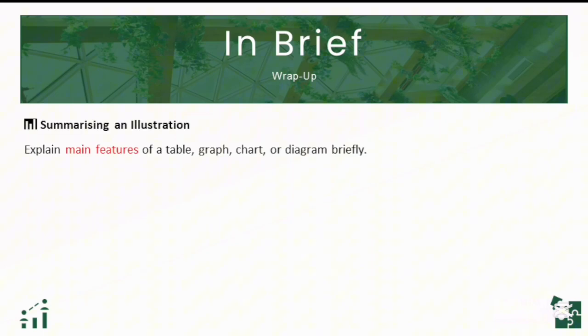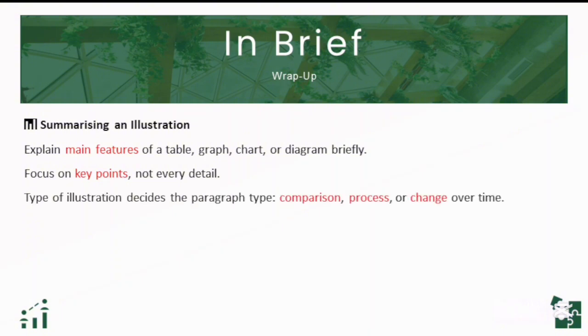Summarizing an illustration is to explain the main features of a table, a graph, chart, or diagram briefly. So you have to focus on the main features. Focus on key points, not every detail. You have to eliminate additional information. The type of illustration indicates the type of the paragraph you are supposed to write: comparison or contrast, process or change over time.